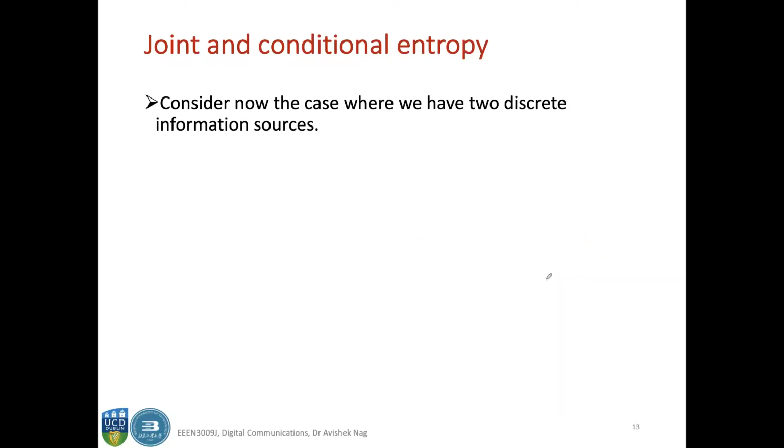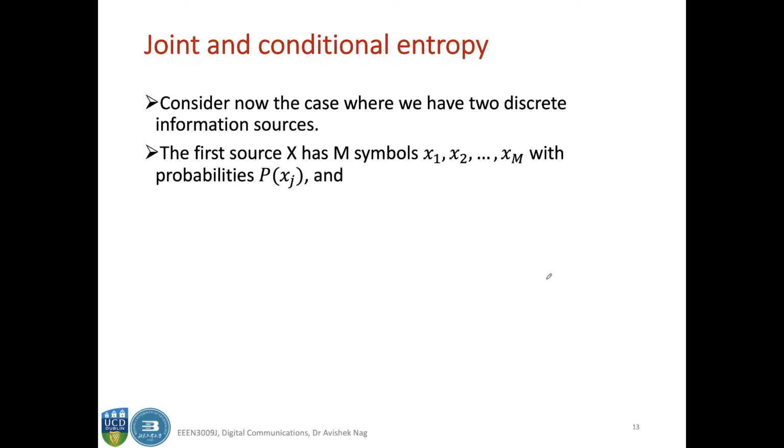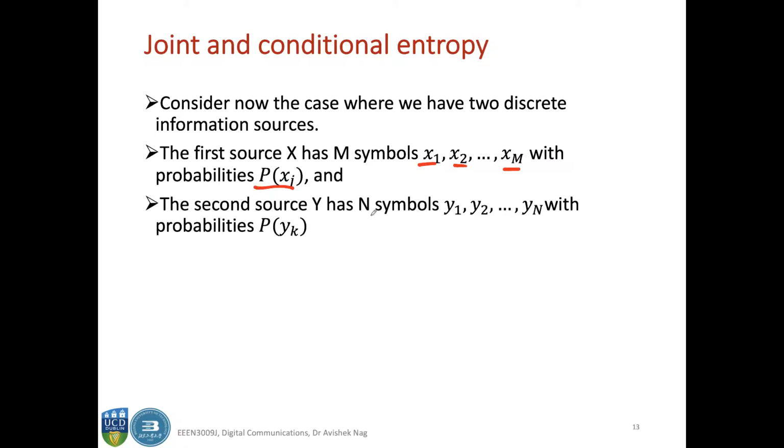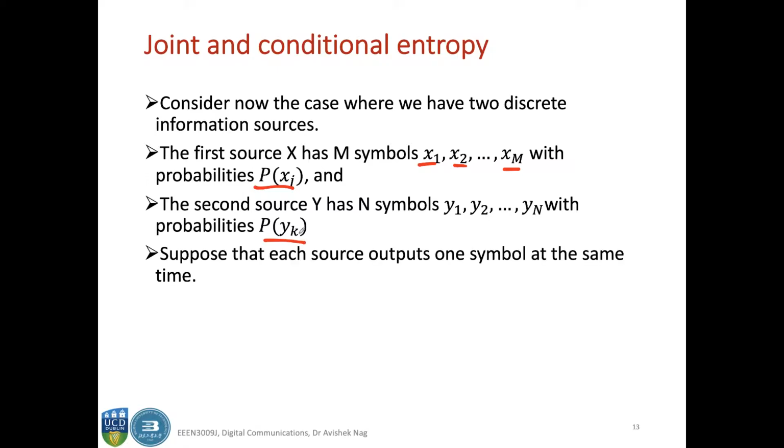So now let's move on with joint and conditional entropies. So this is the scenario when you have two discrete information sources. The first source x has m symbols, x1, x2 up to xm with the probabilities p of xj, and the second source y has n symbols, y1, y2 up to yn with probabilities p of yk. So now suppose that each source outputs one symbol at the same time.